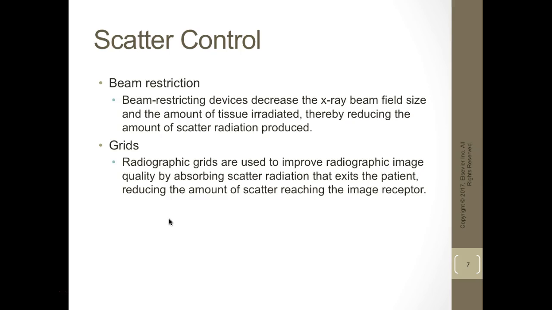You can use radiographic grids. They're used to improve radiographic image quality by absorbing scatter radiation that exits the patient. So it intercepts that radiation and absorbs it so it doesn't hit your image receptor.